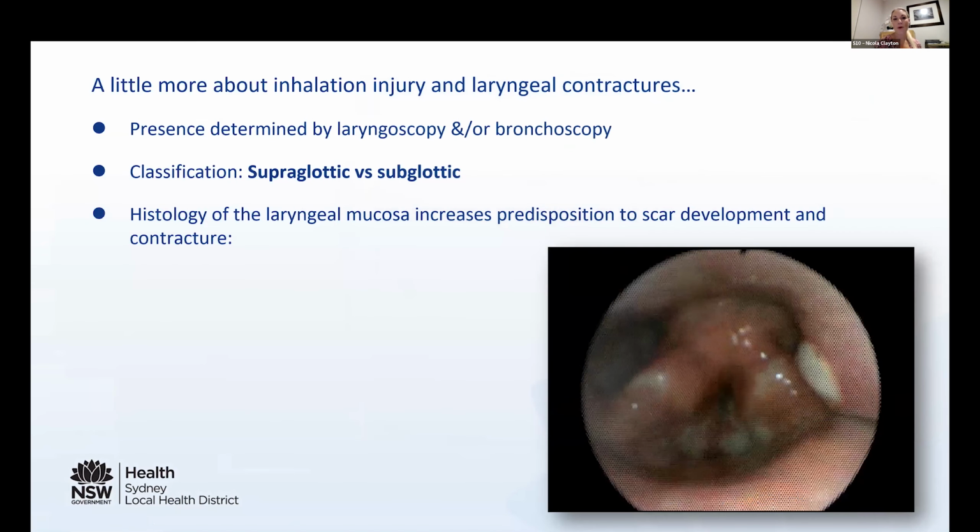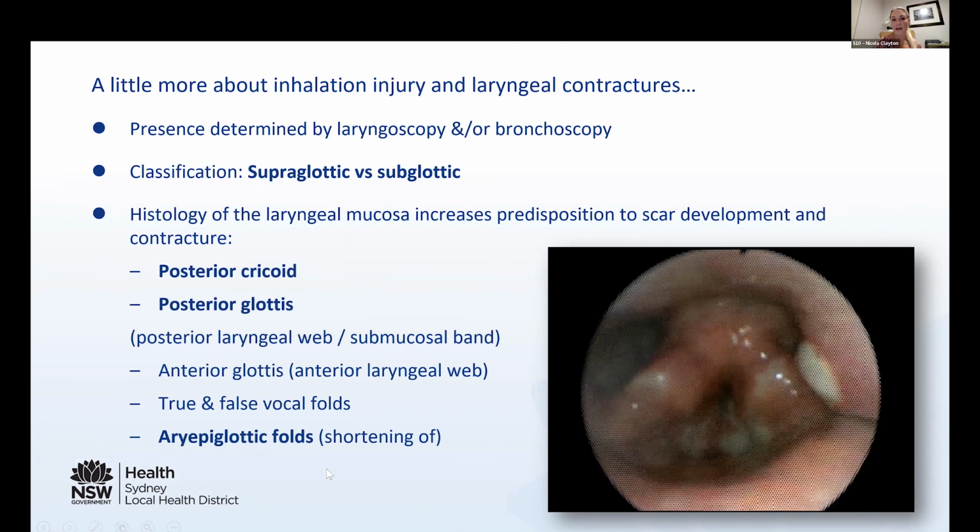So just very quickly, a little bit more about inhalational injury and laryngeal contractures. We confirm the presence of inhalational injury either by laryngoscopy or bronchoscopy. It's very difficult to describe and quantify the depth or the severity of an inhalational burn injury. So generally it's classified as a supraglottic or a subglottic injury. The histology of the laryngeal mucosa increases the predisposition to scar development and contracture. And specifically, we see this in the posterior cricoid, the posterior glottic area, as well as the aryepiglottic folds. So we see shortening of those aryepiglottic folds.